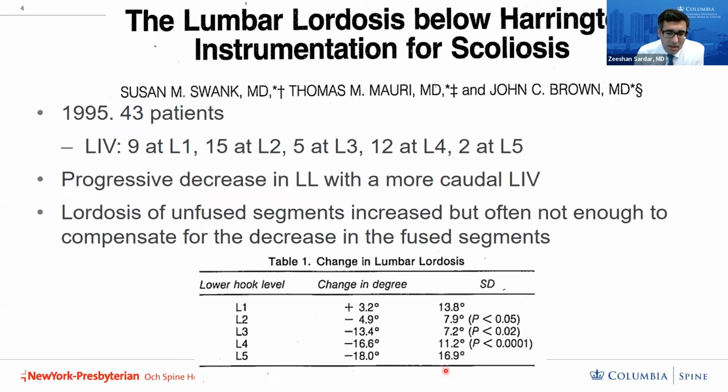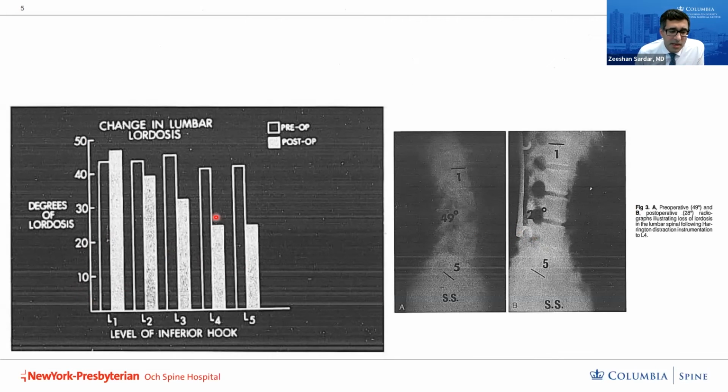Here is a table that they showed: if your lower level was L1, you actually gained a little bit of lordosis, but as you went from L2 to L5, you lost a significant amount of lordosis through the lumbar spine. Now here's a graph representing the same. As you can see, patients who were instrumented down to L5 or even L4 lost a significant amount of lordosis compared to the pre-op lordosis.